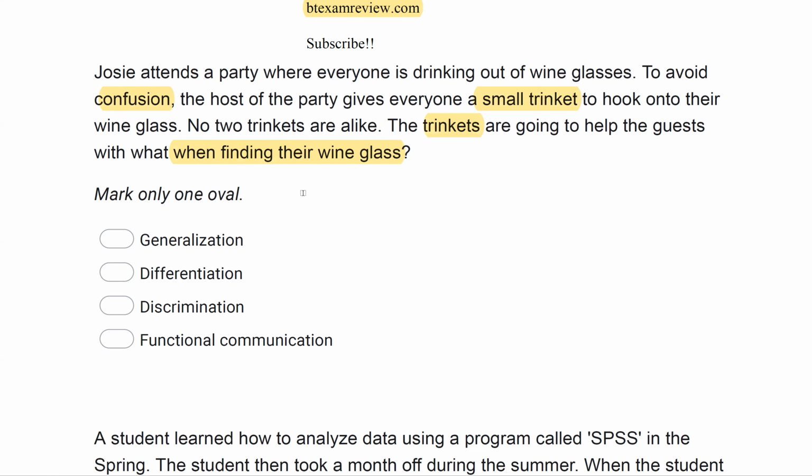We're not communicating anything here, right? Now the trinkets are prompting the guest, hey, this is your wine glass, but the guests aren't really communicating that with one another. What we're trying to do is improve the guest's ability to discriminate between wine glasses. So what are they going to help with? C, discrimination. You always want to ask yourself, what am I trying to accomplish? What am I trying to achieve using this intervention or using this stimulus, in this case, the trinket? What are we trying to do?